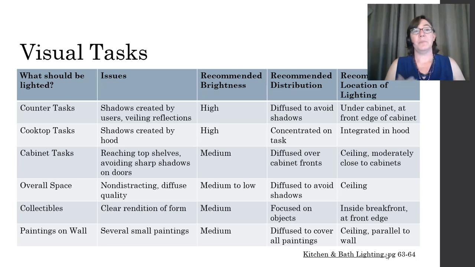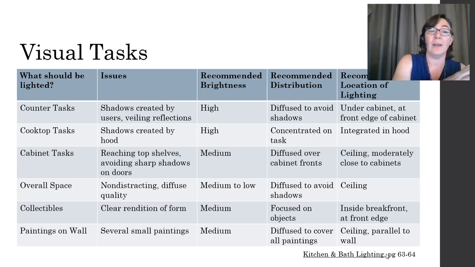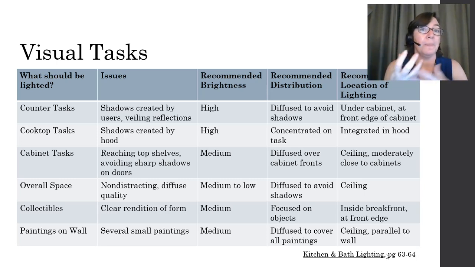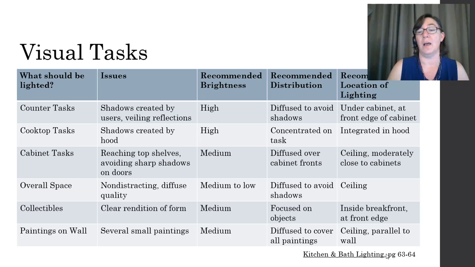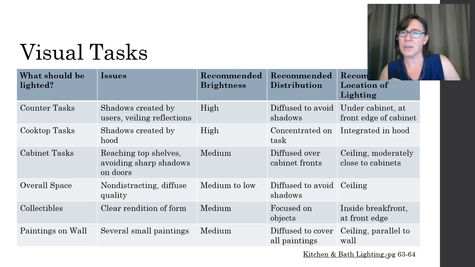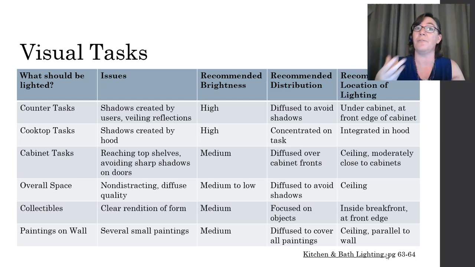We can have some specialty visual tasks in a kitchen, and one of them might be collectibles or paintings on a wall, and they have some different qualities. For collectibles, we really want to light that display so that it creates a clear rendition of the form. This can be a problem. All right. And we want to focus that light right on the objects. And the best location for that light is inside the break front, which is the name for a display cabinet, okay? Inside of the display cabinet at the front edge of it.